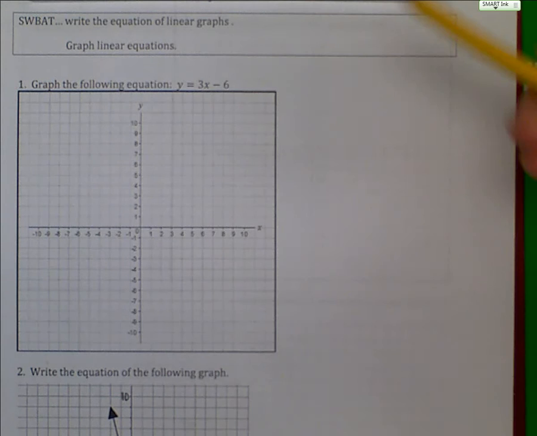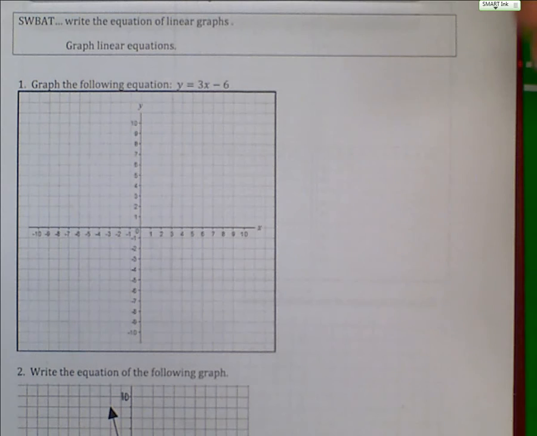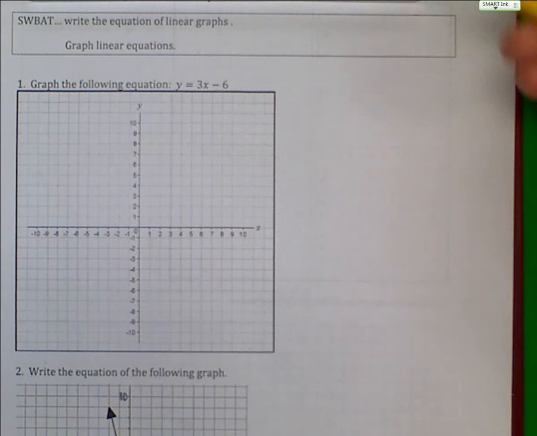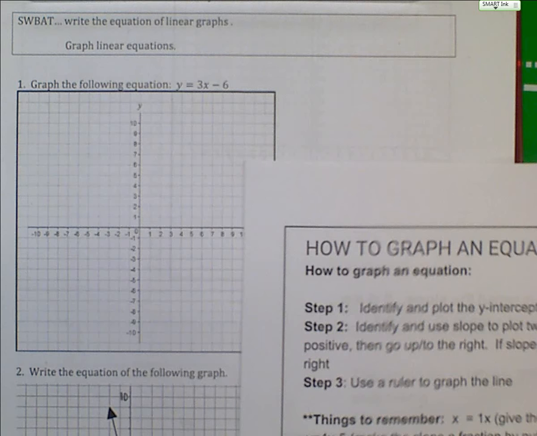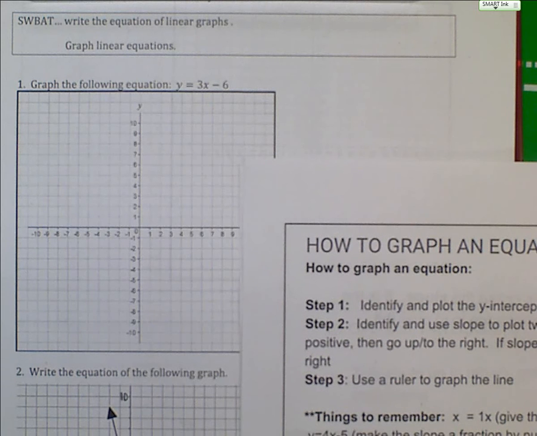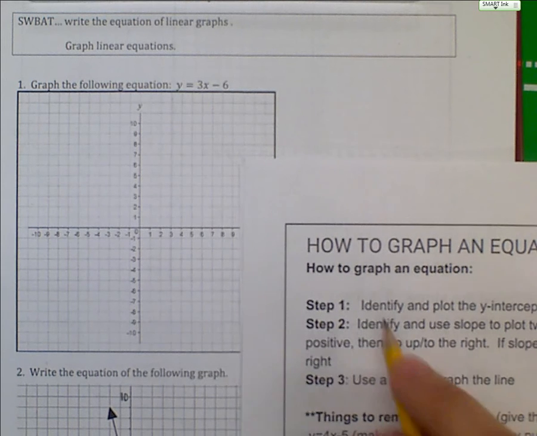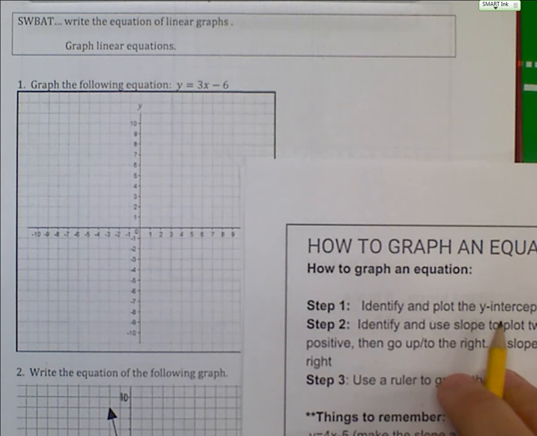Question 1. Graph the following equation. Y equals 3x minus 6. Okay, so I'm going to use my notes here on how to graph an equation. And I see the first step is to identify and plot the y-intercept.